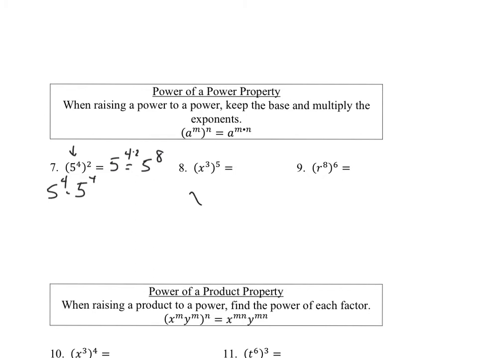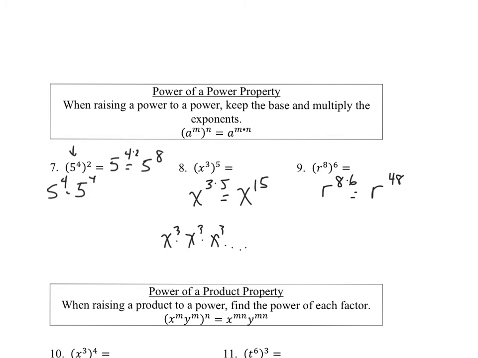So number 8 is going to be x to the 3rd times 5, which is going to be x to the 15th. Because if you think about it here, you have x to the 3rd times x to the 3rd times x to the 3rd. You're going to have 5 of those. So if you just add your exponents there, 3 plus 3 plus 3 plus 3 plus 3, it's going to give you that 15. So the easy way to do it, like I said, was to just multiply those. So then in number 9, it's going to be r to the 8 times 6, which is the same thing as r to the 48th.